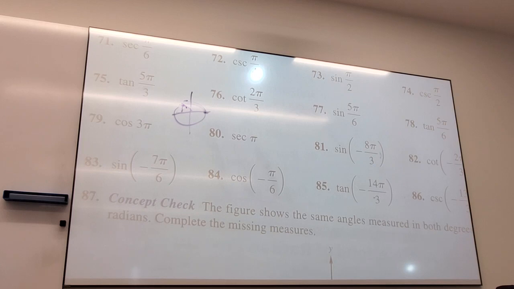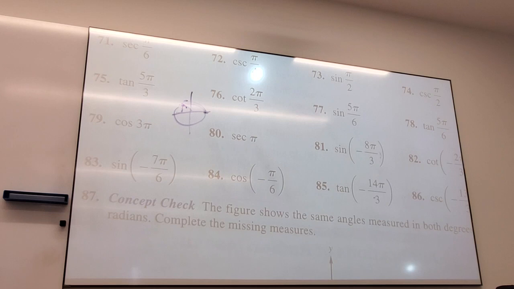What about over 4? 45. Over 4 is 45. What about over 6? What would the reference angle be? 30. Are you guys with me at all? If it's over 6, it's some kind of 30 degrees. I just don't know which quadrant I'm in yet.